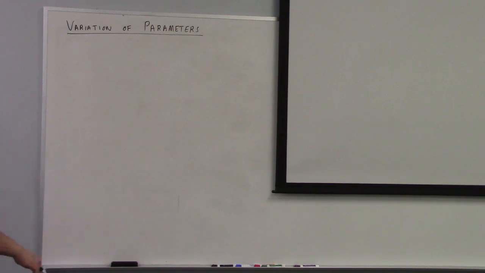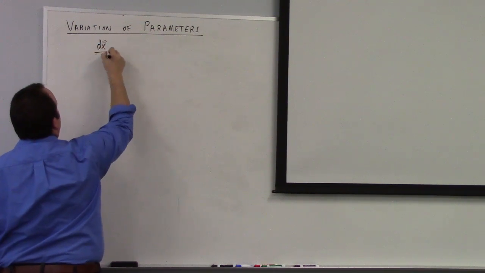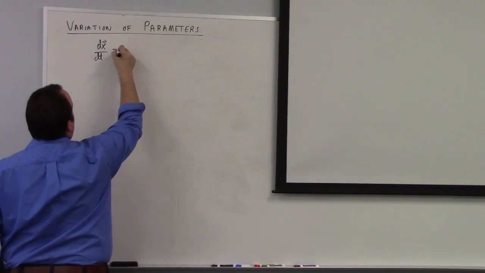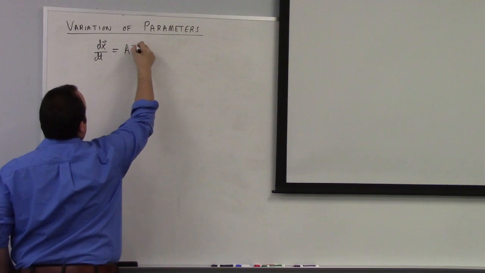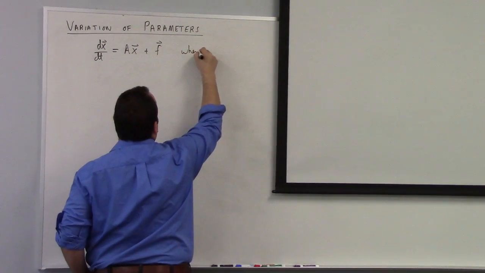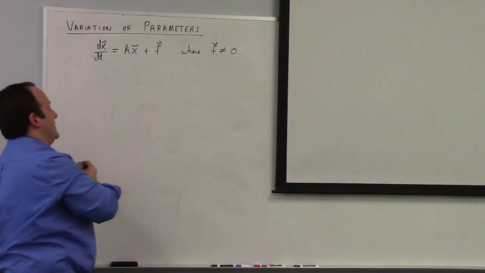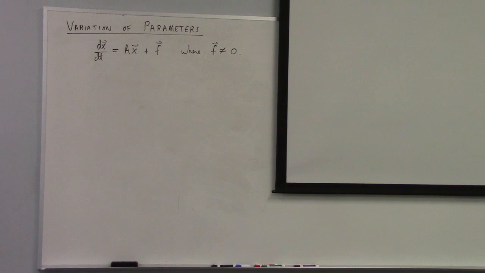Let's see here. Anyway, dx/dt equals Ax plus f. This is our goal, to solve this thing, where f is not equal to 0, okay? So this is the non-homogeneous problem. Here A is a constant n by n matrix, right? So we already know how to find solutions to the homogeneous problem, all right?